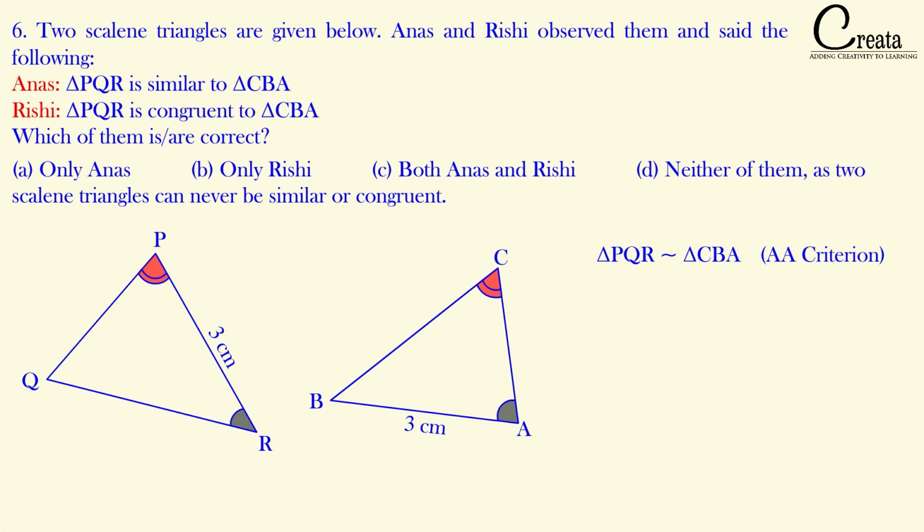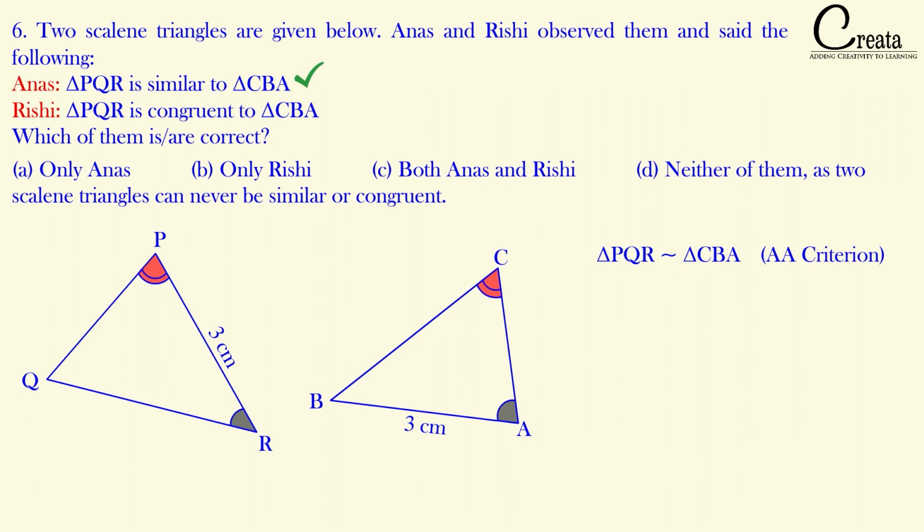The triangle PQR is similar to... P should match with C, so the first component will be C. The second component should match with Q, that is B. And the third component should match with R, that is A. So we can say the triangle PQR is similar to triangle CBA. So Anas is right, triangle PQR is similar to triangle CBA.